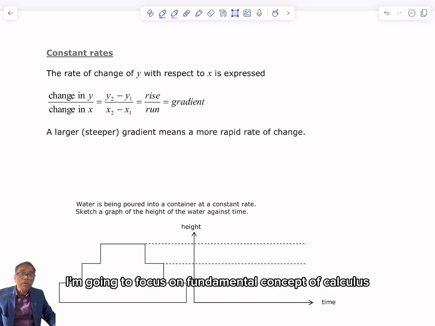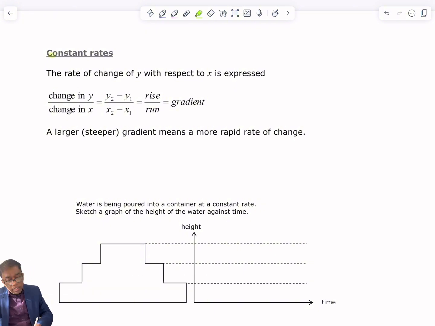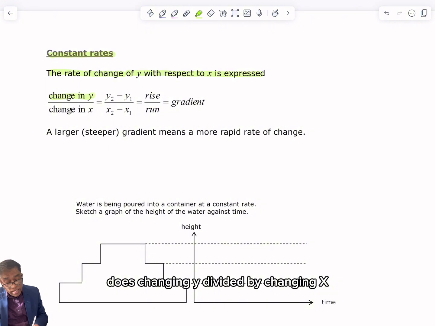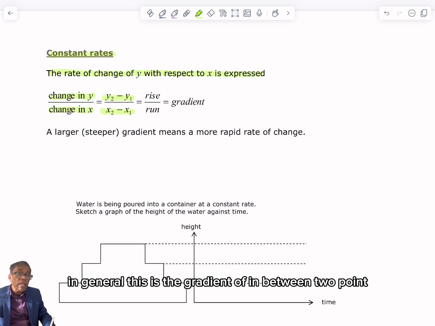Today I'm going to focus on the fundamental concepts of calculus. To start, I'll begin with the rate of change. For constant rates, the rate of change of y with respect to x is expressed as the change in y divided by the change in x. That means y2 minus y1 over x2 minus x1. We know this is, in general, the gradient between two points.